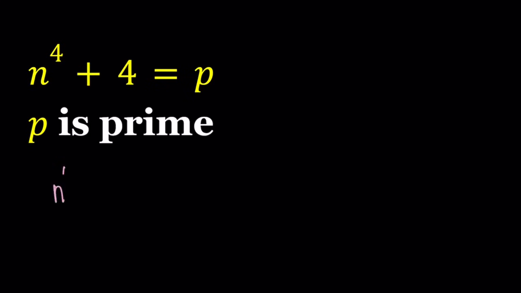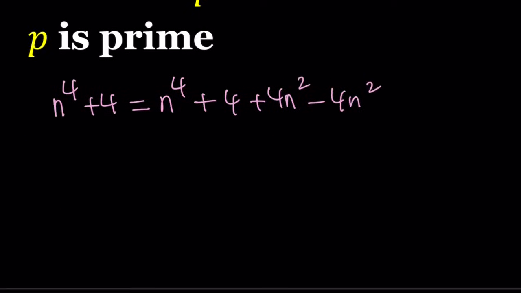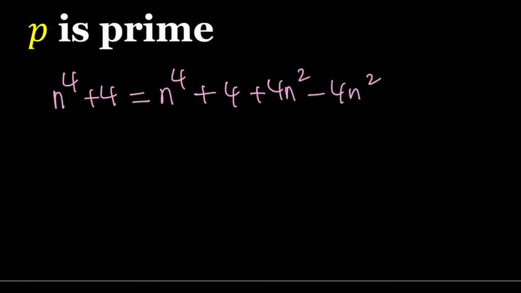We have n to the fourth power plus 4, and we've done some other videos on this one. We can basically add something to both sides, something like 4n squared, and then subtract 4n squared. Now you might be questioning, why did I do that? So here's the idea. N to the fourth power is n squared squared. And this is 2 squared, right?